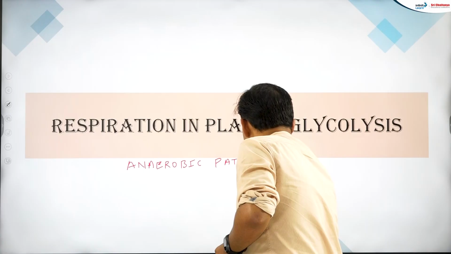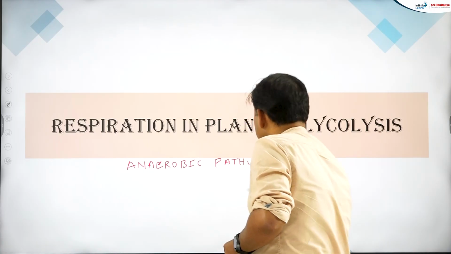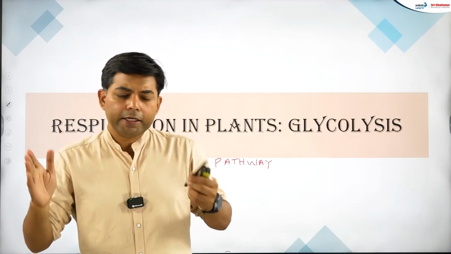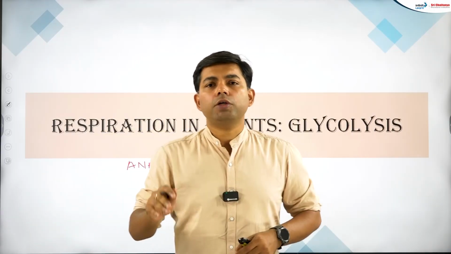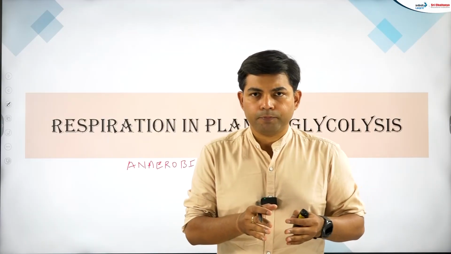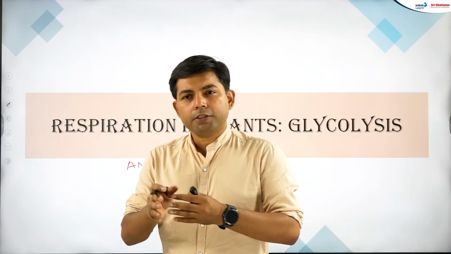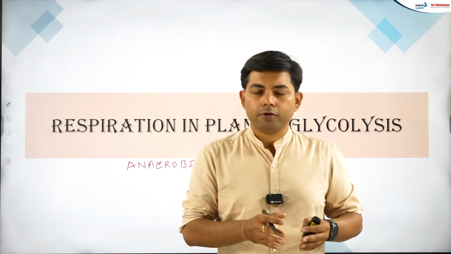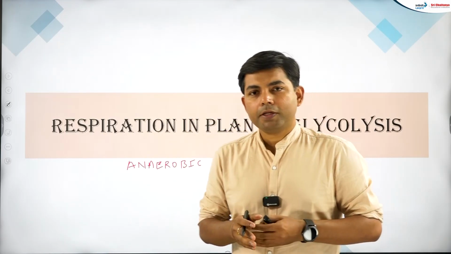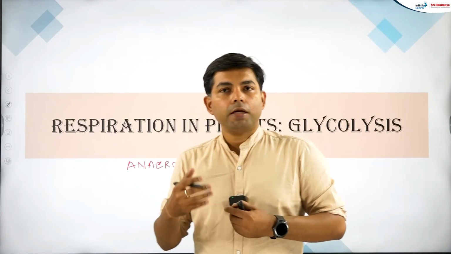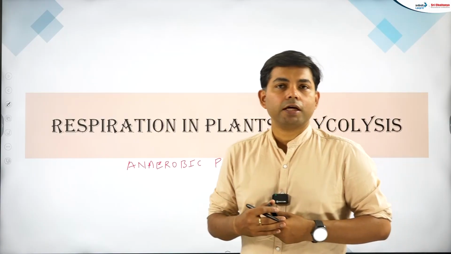Now, if we talk about the anaerobic pathway in plants, we already know that respiration is of two types: aerobic respiration and anaerobic respiration. Anaerobic respiration does not require oxygen. Aerobic respiration requires oxygen. Aerobic respiration will also require mitochondria. Without mitochondria, aerobic respiration cannot take place in eukaryotes.